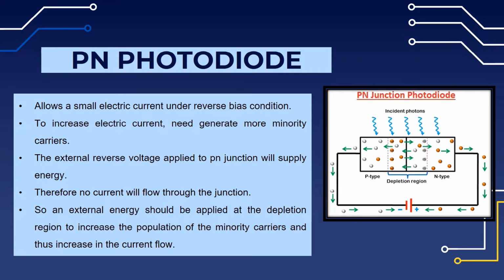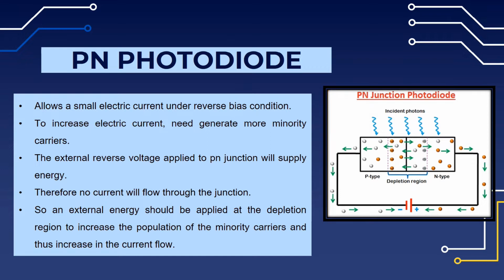Okay, so for the next slide, a normal PN junction diode allows a small amount of electric current under reverse bias condition. So to increase the electric current under reverse bias condition, we need to generate more minority carriers. The external reverse voltage applied to the PN junction diode will supply energy to the minority carriers but not increase the population of minority carriers. However, only a small number of minority carriers are generated due to the external reverse bias voltage. As a result, no electric current flows due to discharge of carriers.